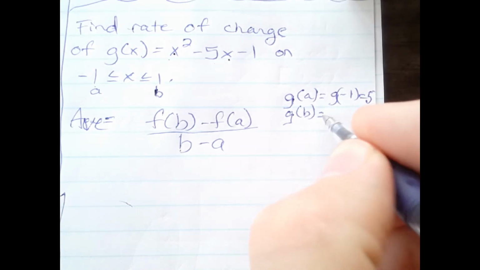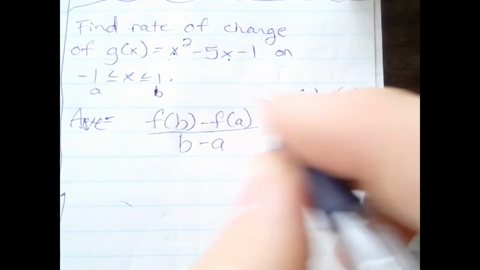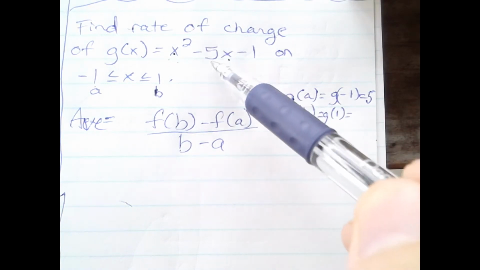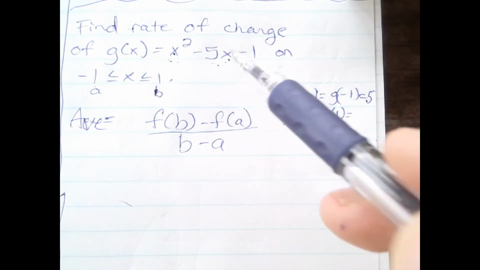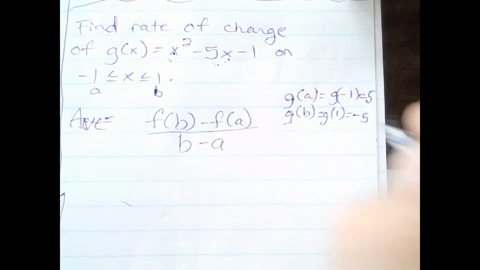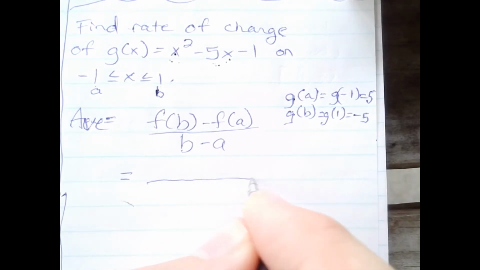g of b would be g of 1, this value right here. 1 squared is 1. 5 times 1 is 5. 1 minus 5 is -4. -4 minus 1 is -5. So now I just have to sub the values in the right place.